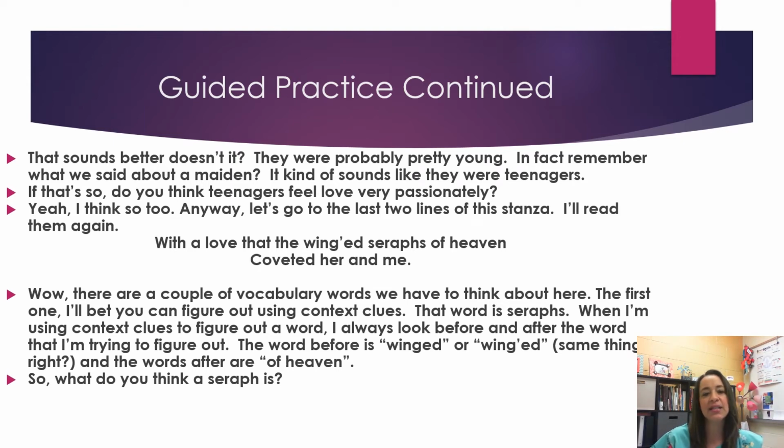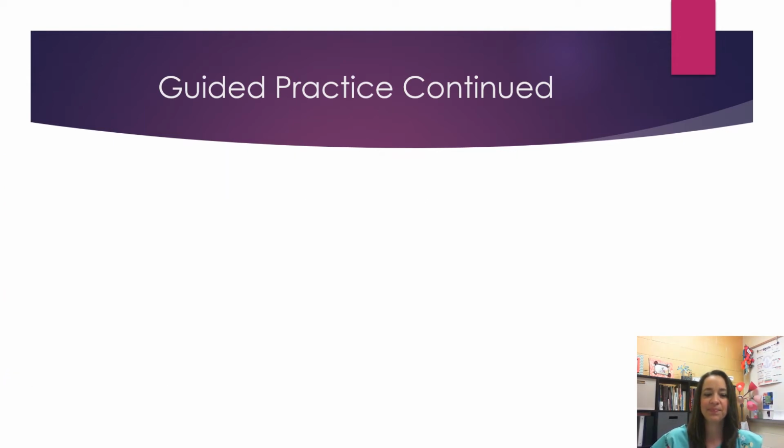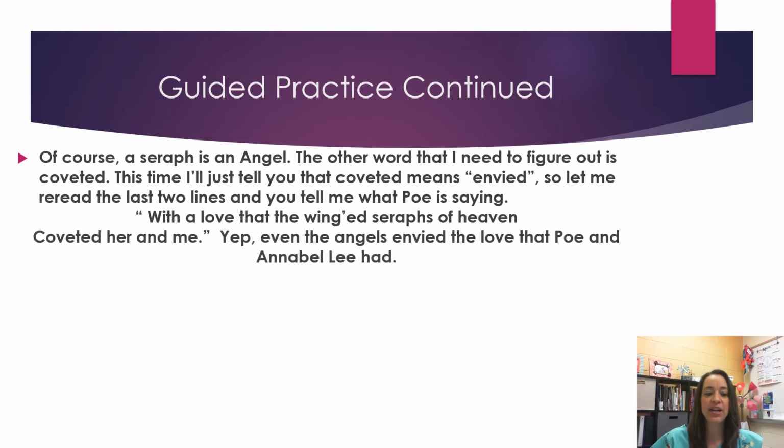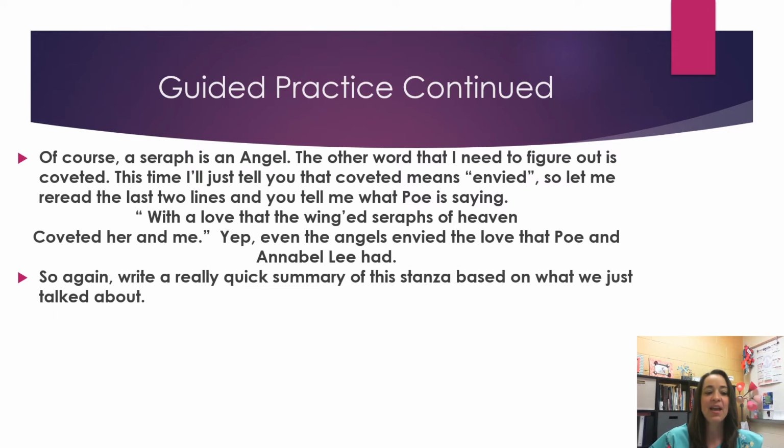So, what do you think a seraph is? Of course, a seraph is an angel. The other word that I need to figure out is coveted. This time, I'll just tell you what coveted means. Envied. So let me reread the last two lines and you tell me what Poe is saying. With a love that the winged seraphs of heaven coveted her and me. Yep, even the angels envied the love that Poe and Annabel Lee had. So again, write a really quick summary of this stanza based on what we just talked about.